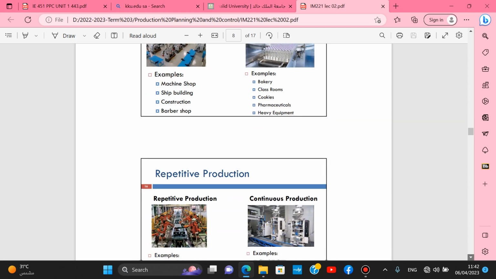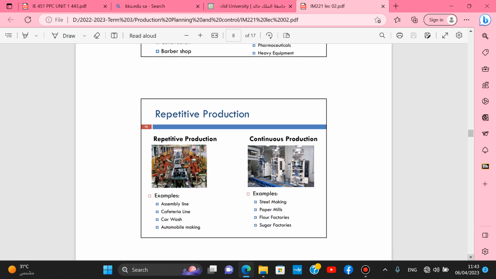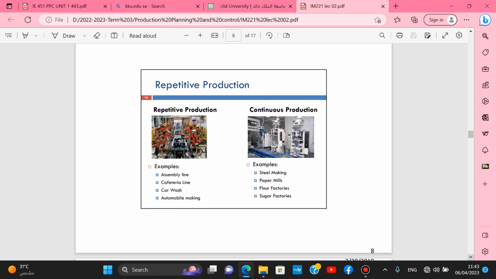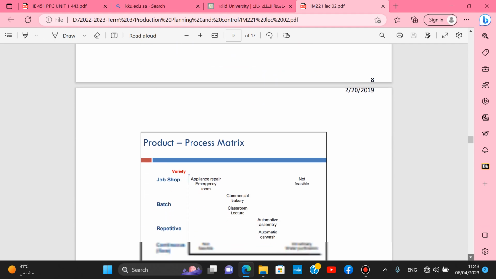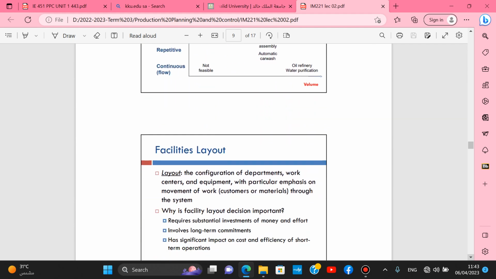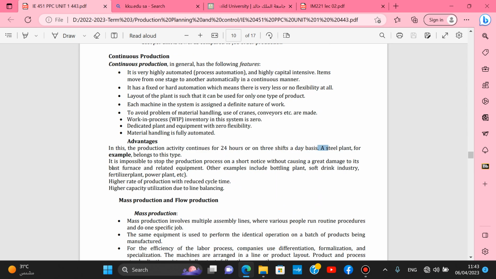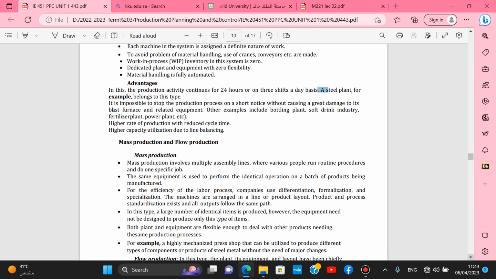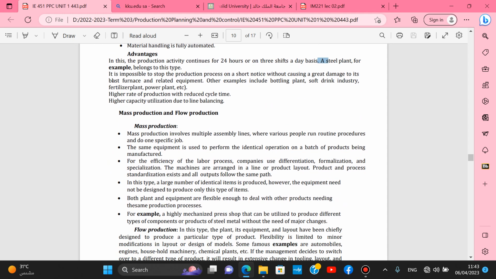pharmaceutical heavy equipment, repetitive production وإلا mass production اللي assembly line, cafeteria line, car wash, automobile making. Examples of continuous production are steel making, paper mills, flour factories, sugar factories, etc. وصنفناها كذلك عن طريق الفوليوم والفاريتي. أوكي نرجع إذن our course. So mass production and flow production اللي كما قلنا اللي هو repetitive system.